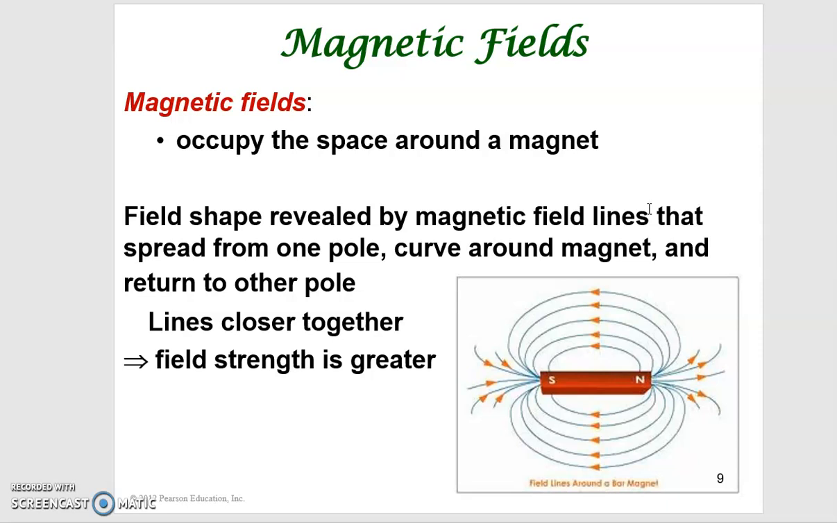However, now you always have pairs of poles. The convention is that the magnetic field lines always come out from the north pole, curve around the magnet, and go back to the south pole. This is a convention. Just to refresh your memory, in chapter 8, the electric field lines always come out from the positive charge and always end at the negative charge. A very similar thing. The only difference is that now these field lines always start from the north and always end at the south.